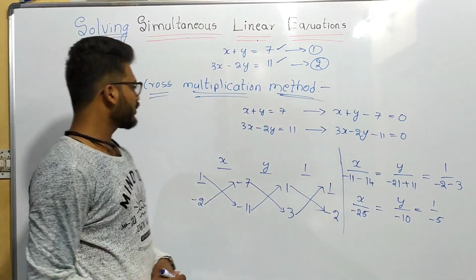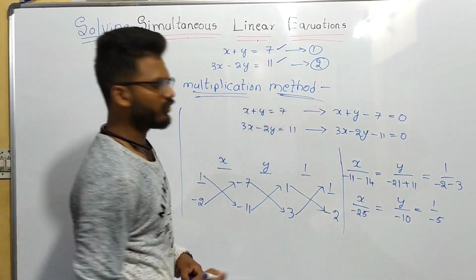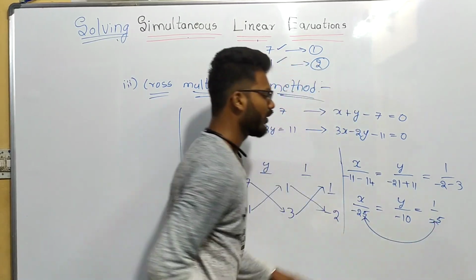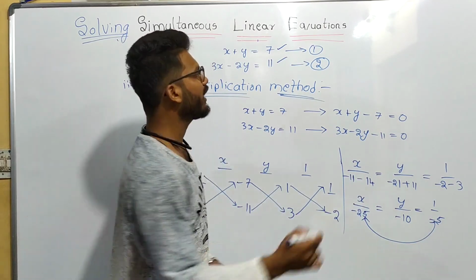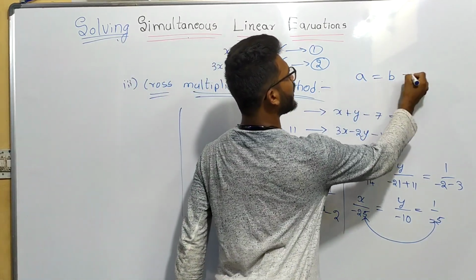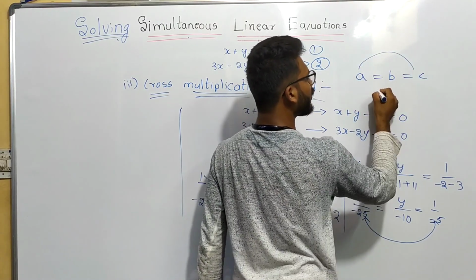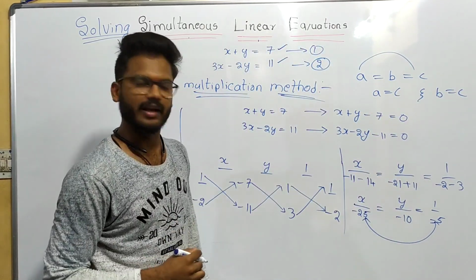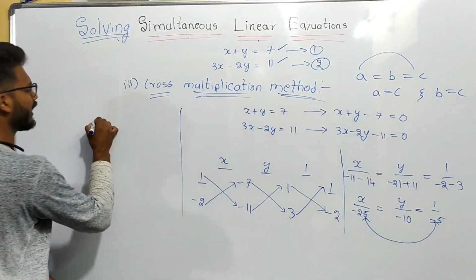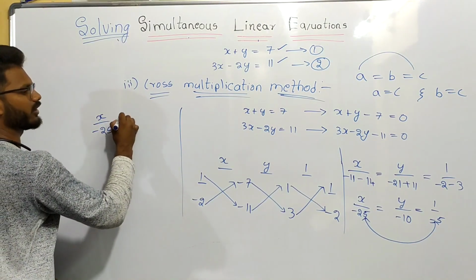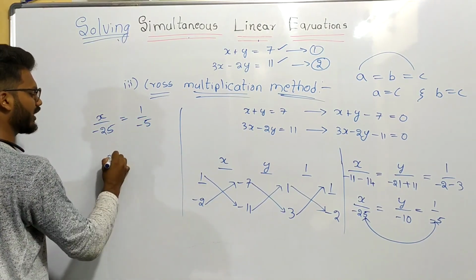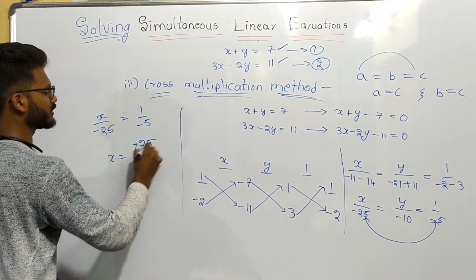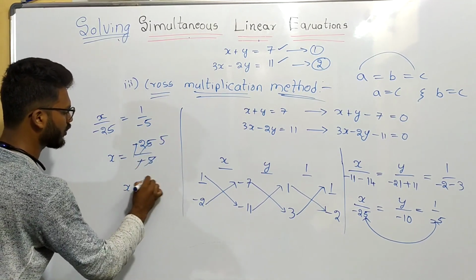Now see how to solve those. For getting the x value, you have to take these two. Why can I take like that? If a is equal to b is equal to c, can I tell a is equal to c and also b is equal to c? I can tell, right? In the same way, take first these two. What will you get? x by minus 25 is equal to 1 by minus 5. I want only x, so minus 25 goes to that side: minus 25 by minus 5. 5 1s are 5, 5. x is equal to 5.